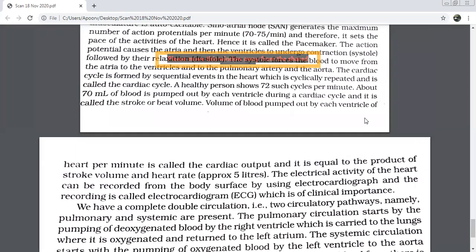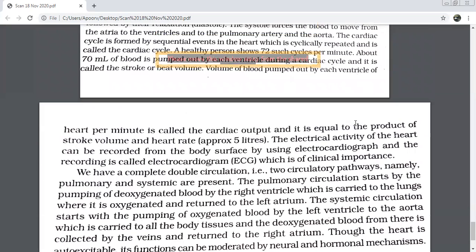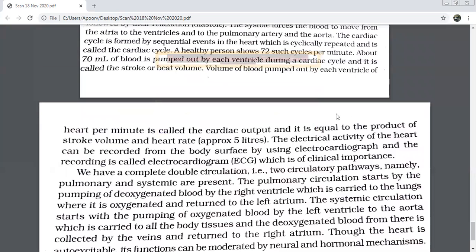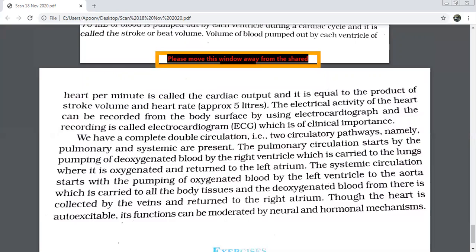The volume of the blood pumped out by each ventricle of the heart per minute. Yes, this is the last part now. Only this much is left. Cardiac output. This we've already done in the chapter, but still a quick revision. Only this part is left, beta. Take another 1 minute.